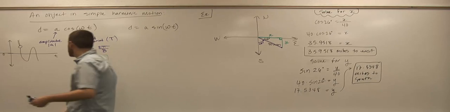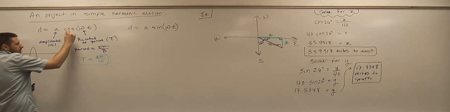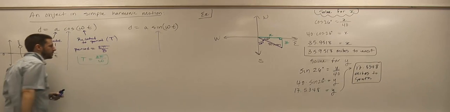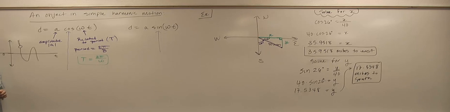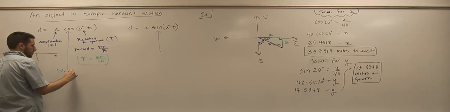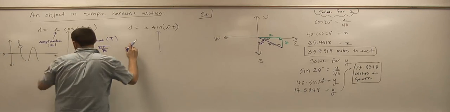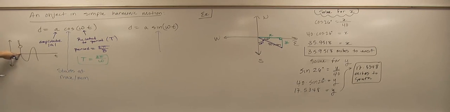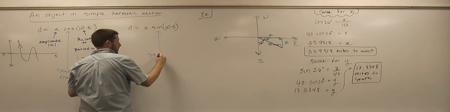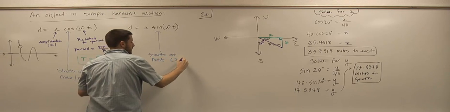So there are two other things to point out. One is the difference between sine and cosine. When are you going to use sine and when are you going to use cosine? If your little mass, or whatever you're measuring, starts at a max or a min, you use cosine. If it starts at rest, right in the middle, you use sine. So if it starts at 0.